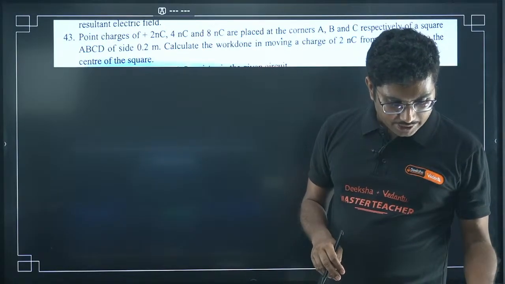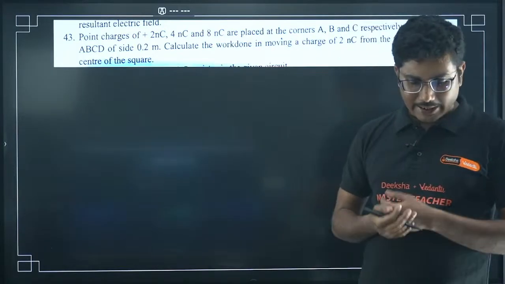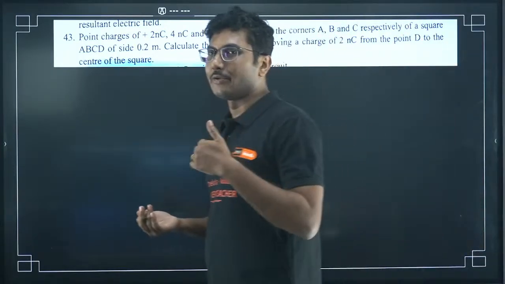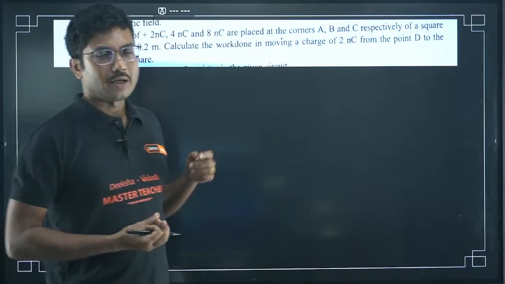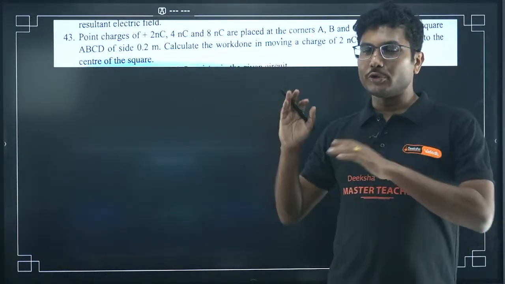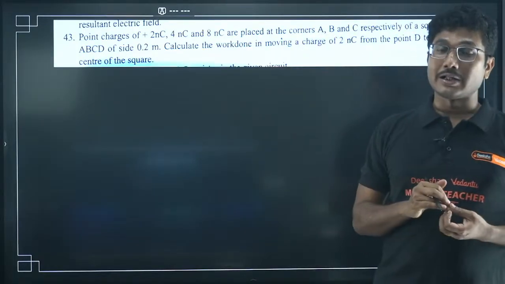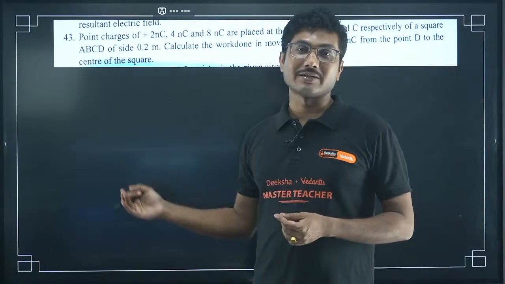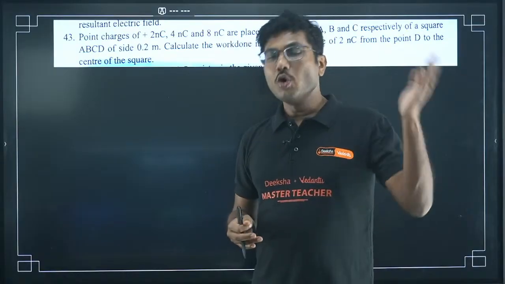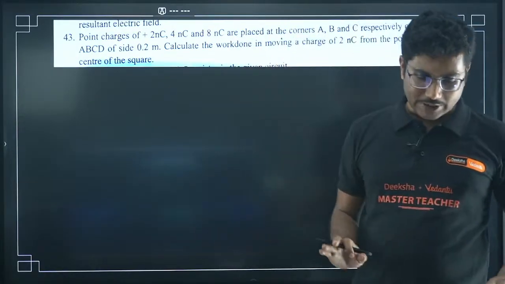Sir, can we use 2E cos theta? Yes, 2E cos theta, you can use that. So 2 cos theta means here you will get the same answer, because it will be cos 45, because both the vectors are same. That means it will be along the 45 degree angle. So cos theta's value is 1 by root 2. 2E cos 45, 1 by root 2, is E root 2. Okay, same thing.